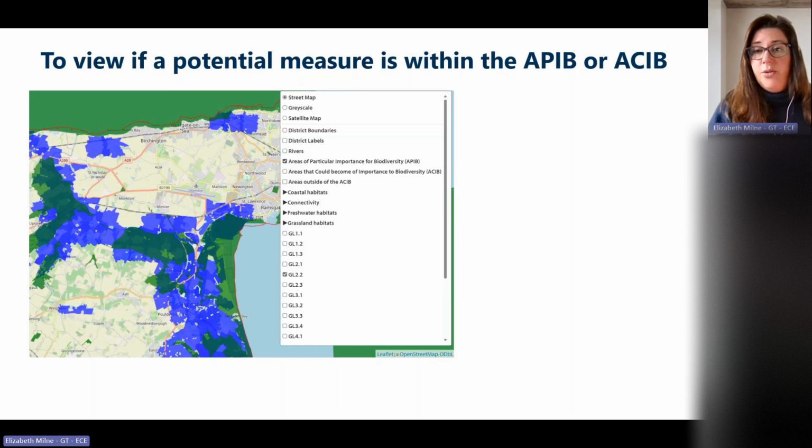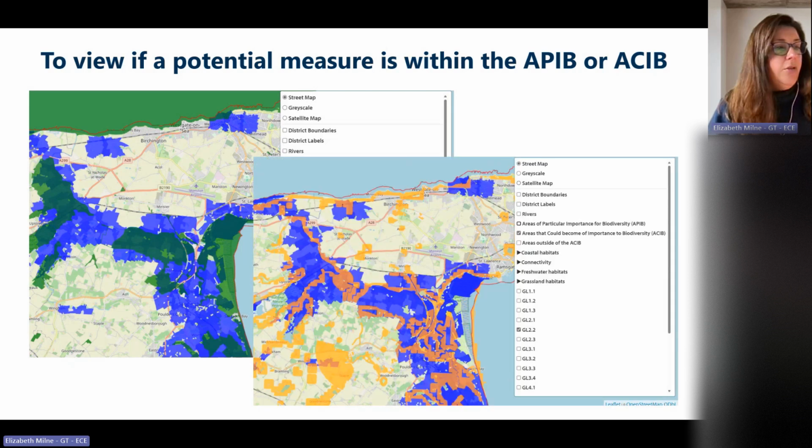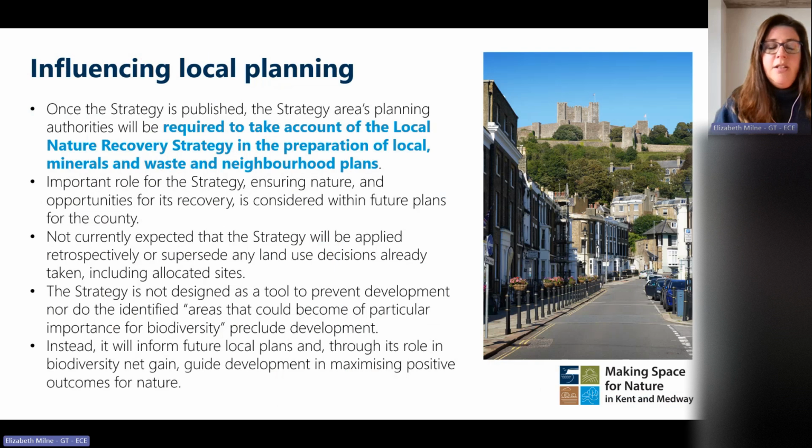You can view if a potential measure sits just within the area that could become of importance for biodiversity or areas that are of importance for biodiversity. So you could click one or other of those two layers, and then view whether it falls into that particular definition. We don't yet know whether that would be a useful way of viewing it, but potentially it might be, for instance, that certain funding mechanisms do not permit delivery of an action in an area already considered under management or designation. In that case, you would want to look at the ASIB, because that excludes those areas that are considered already under protection. So that's how the mapping can be used.